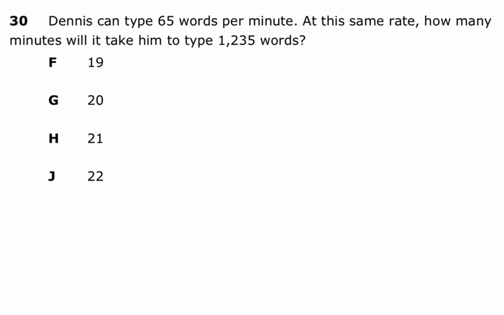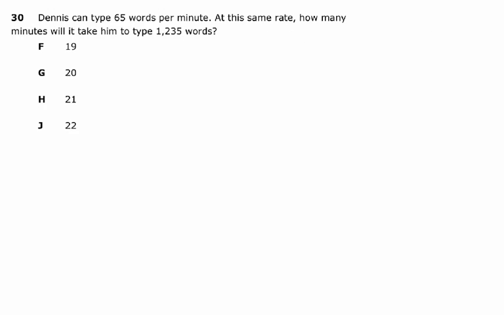Question 30, last one. Dennis can type 65 words per minute. At the same rate, how many minutes will it take him to type 1,235 words? All right, so we can start this by writing down our unit rate. He types 65 words per minute. So 65 words per minute is what he does.